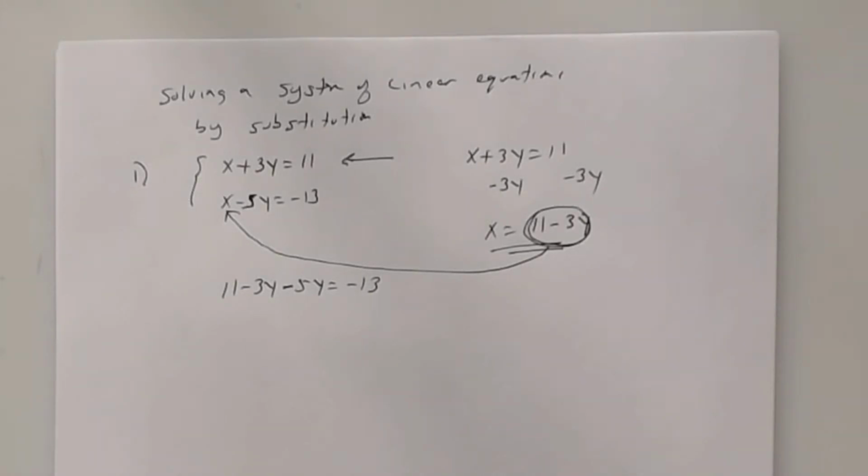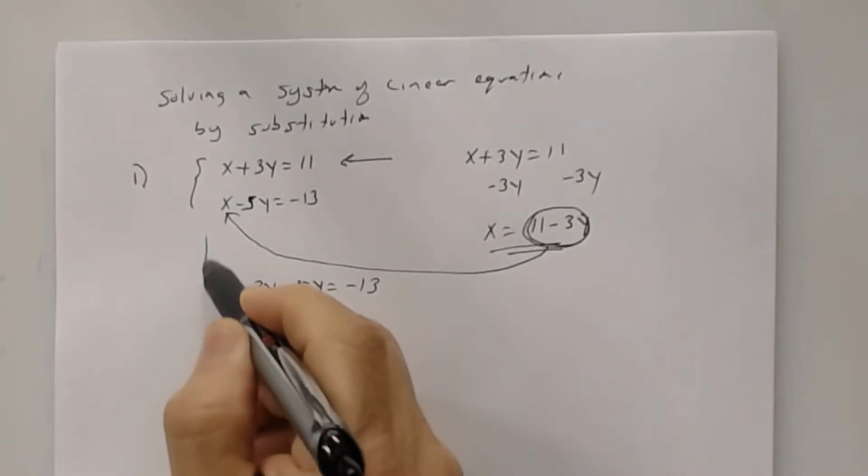So notice the arrow there. I drew an arrow, and then I put on the side, x plus 3y equals 11, that equation. I solved for x. Then you see I circled it, and I drew another arrow because that's where I'm substituting it now. And now I get this equation right here.